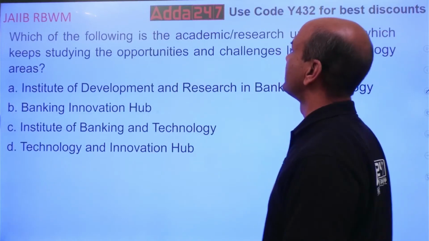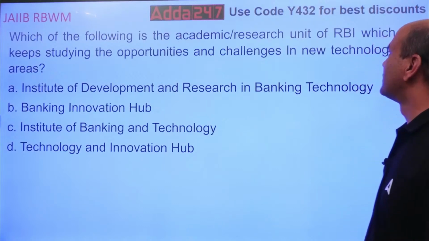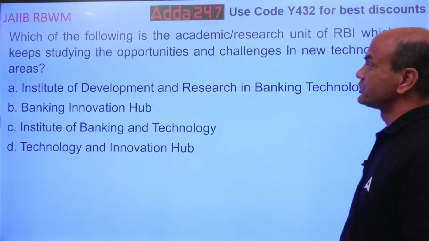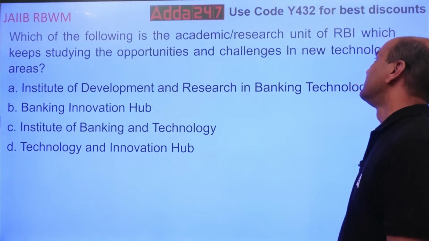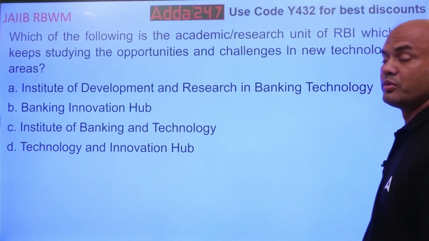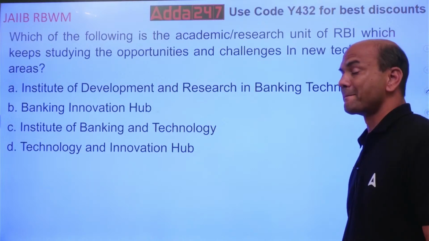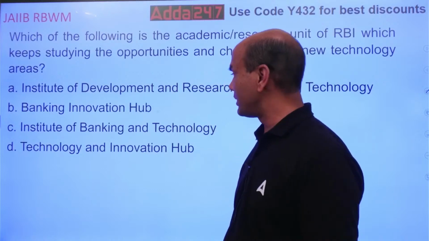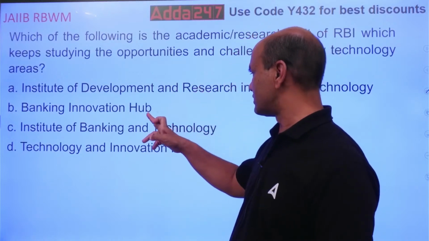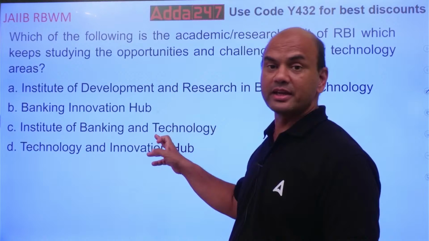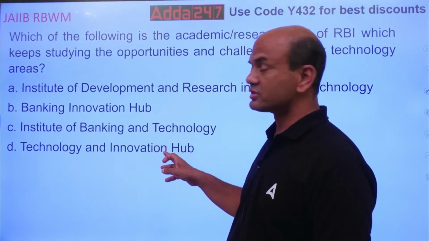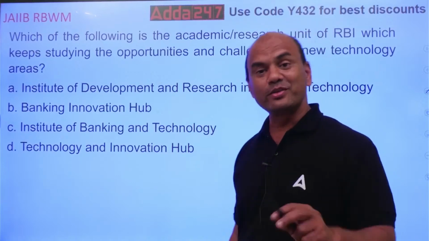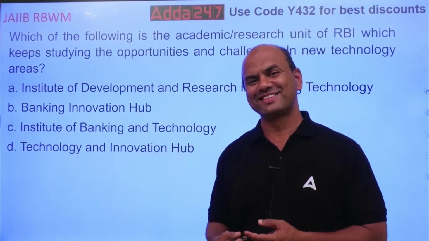Which of the following is the academic research unit of RBI which keeps studying the opportunities and challenges in the new technology areas? Now you'll get confused over here. Why? Because RBI has a stake in this, this, this, and this also. So RBI has a stake in all of these. So now the question is, which is the right one?